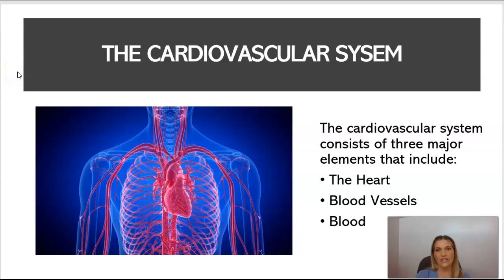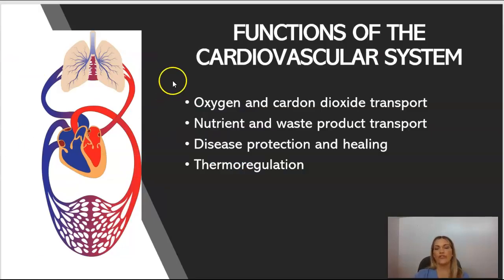Now, the cardiovascular system consists of three main elements, and those include, of course, the heart. You also have the blood vessels, or the vasculature, and also the blood. There are four main functions of the cardiovascular system, and that includes oxygen and carbon dioxide transport, nutrient and waste product transport, disease protection and healing, and then thermoregulation, or temperature control of the body.